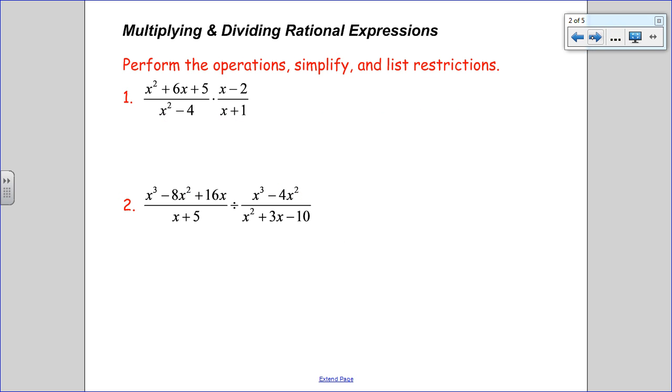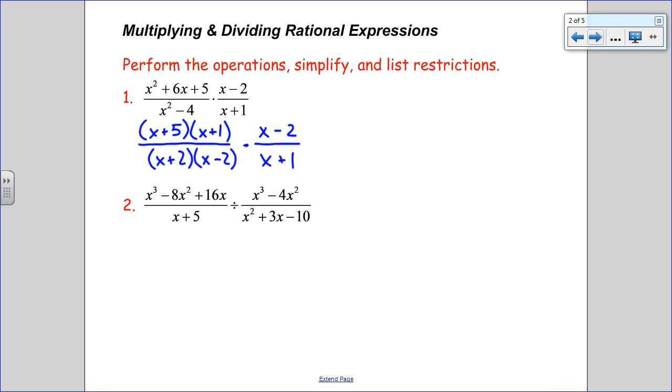Let's do some examples. In each case, we will perform the operations, simplify, and list any restrictions on the problem. In problem number 1, we're multiplying two rational expressions. In order to simplify and identify restrictions, it's helpful to have all the polynomials written in factored form. So let's begin by factoring the numerator of the first expression as the quantity x plus 5 times the quantity x plus 1, and then factoring the difference of two squares pattern in the denominator as the quantity x plus 2 times the quantity x minus 2. We're multiplying by the quantity x minus 2 over the quantity x plus 1.